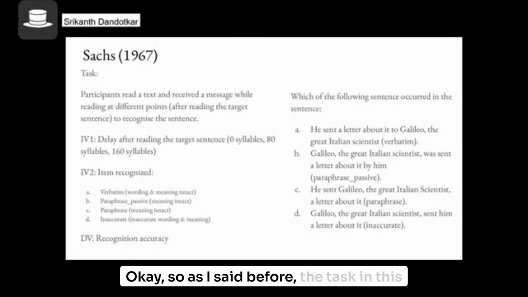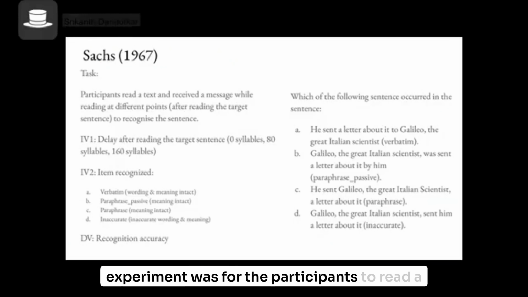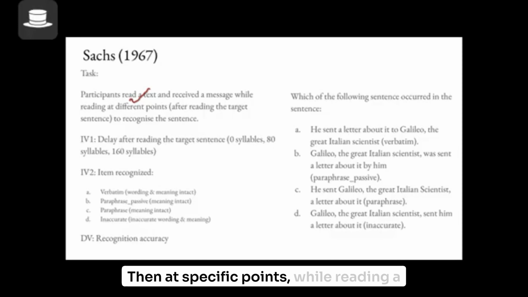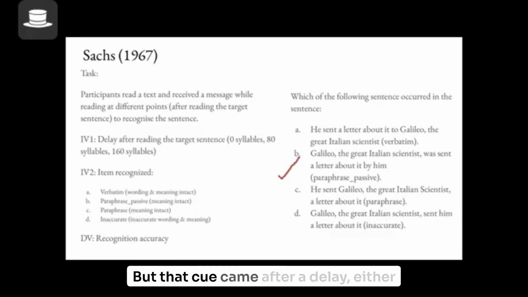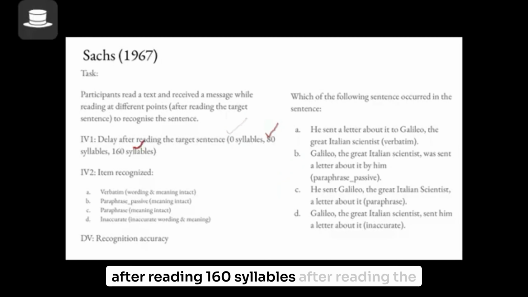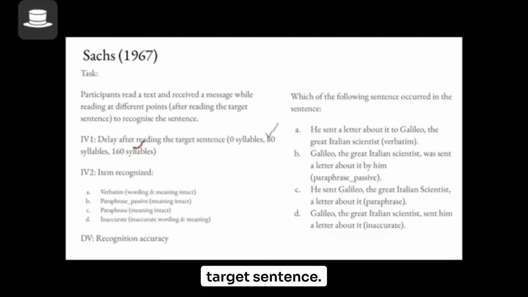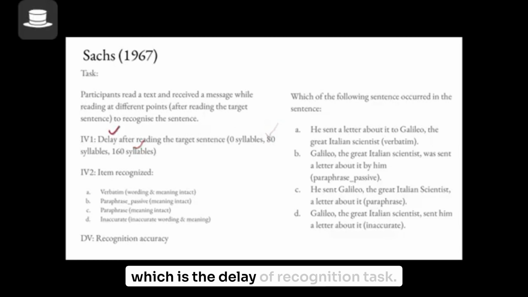Okay, so as I said before, the task in this experiment was for the participants to read a text, then at specific points while reading, after reading specific sentences, they were asked to identify which of the following sentences they saw in the text they've read so far. But that cue came after a delay, either immediately after reading the target sentence, in which case 0 syllables, that's one level of the IV, or after reading 80 syllables after the target sentence, that is the second level of the IV, or further along after reading 160 syllables after the target sentence. So these are the three levels of one IV, which is the delay of the recognition task.